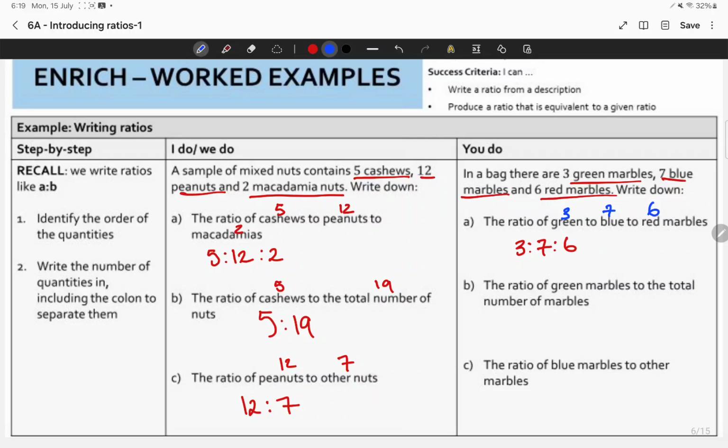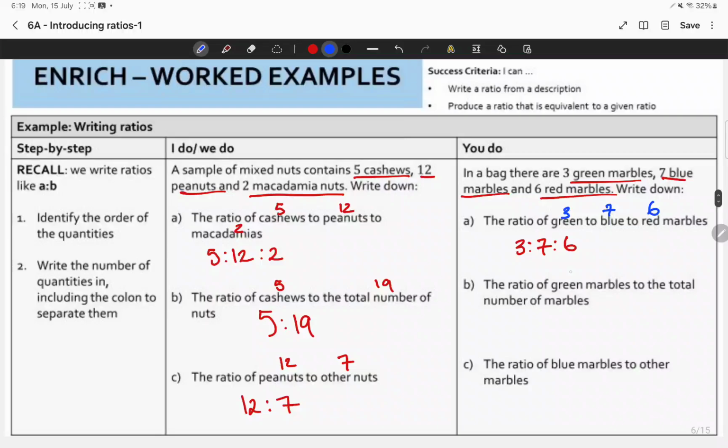Next, it's the ratio of green marbles. So we know the green marbles up here, that is 3, and then the total number of marbles. So 3 plus 7 is 10, plus 6 is 16. So total is 16. That means the ratio is going to be 3 to 16. All right. And then last one, we have the ratio of blue marbles. So we know the blue's up here, that was 7, to the other marbles, so we're just adding the other 2 marbles. So 3 plus 6, that is 9. So the ratio is going to be 7 to 9. Great. So just tick that if you have it. Otherwise, I want you guys to correct that for me now, please.